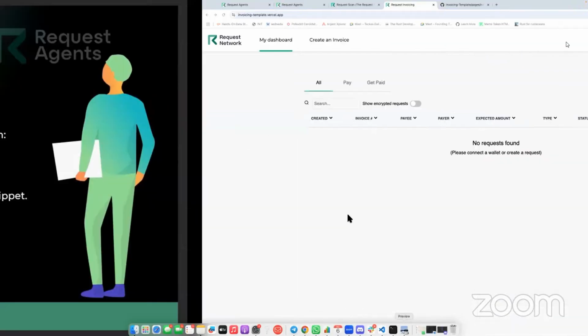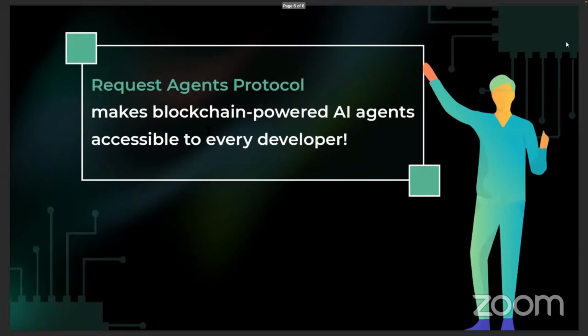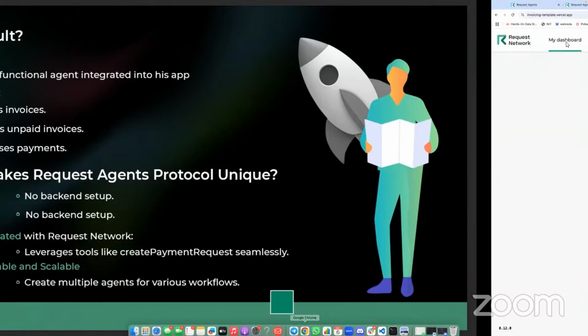So as a result, any developers can easily integrate an agent and create a customized workflow for any application without writing a single line of code. What makes our protocol unique is there is no backend setup, and currently we have integrated 3 APIs specifically for create payment request, fetch payment request, and pay payment request. Our future plans are to enhance this agent to support various workflows, like integrating all the APIs in Request Network. So any developers can seamlessly create whatever they want.